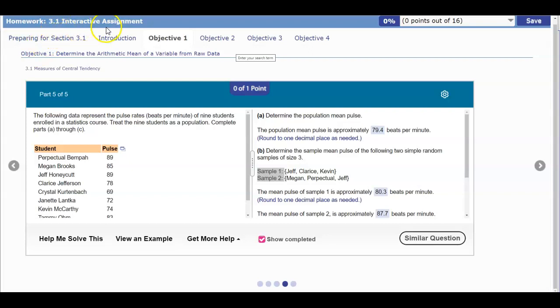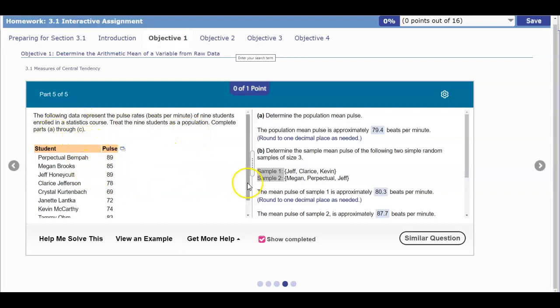Section 3.1 Interactive Assignment, Objective 1. We want to determine the arithmetic mean of the variable from raw data. The following data represent the pulse rates, beats per minute, of 9 students enrolled in a statistics course. Treat the 9 students as a population and then complete parts A through C.